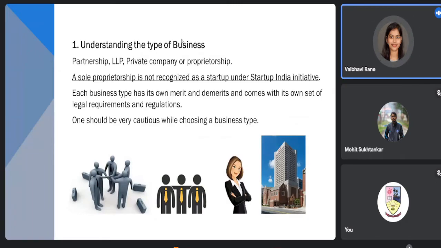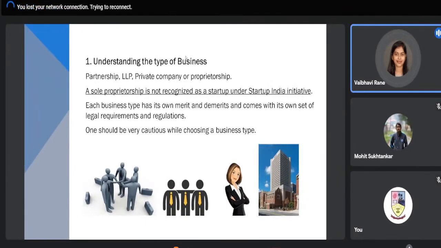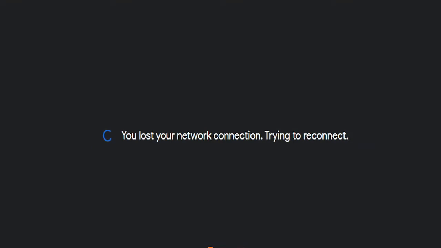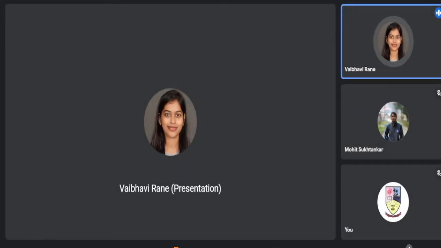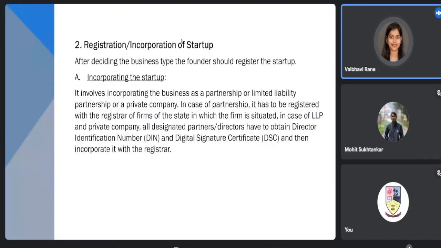Now, each of these business types has its own merits and demerits, and they come with their own sets of legal requirements and regulations. So you should firstly be clear about what kind of startup you want to engage in, what type of business you want to have, and then learn about that. Study it in detail, know the requirements and enter the startup. The next thing you're supposed to know is that of registration or incorporation of a startup.